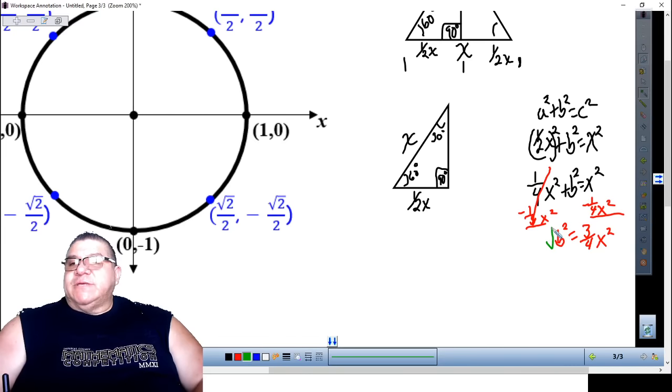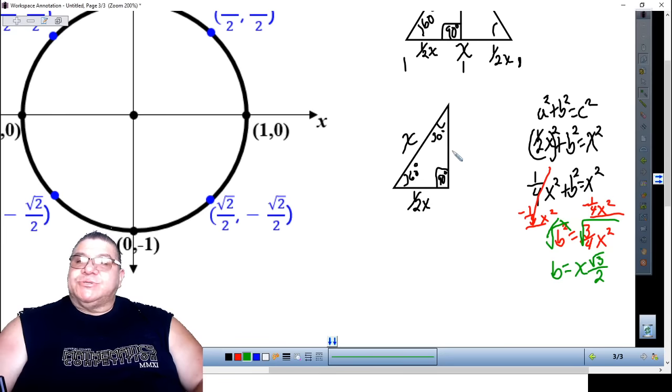Okay, so what's our last step? To solve for b, we take the square root. This cancels this. We're left with b equals. What does the square root do to this squared? It cancels it. So we're left with x. Square root of 3. And what is square root of 4? 2. That is correct. Therefore, this side right here measures x square root of 3 over 2.